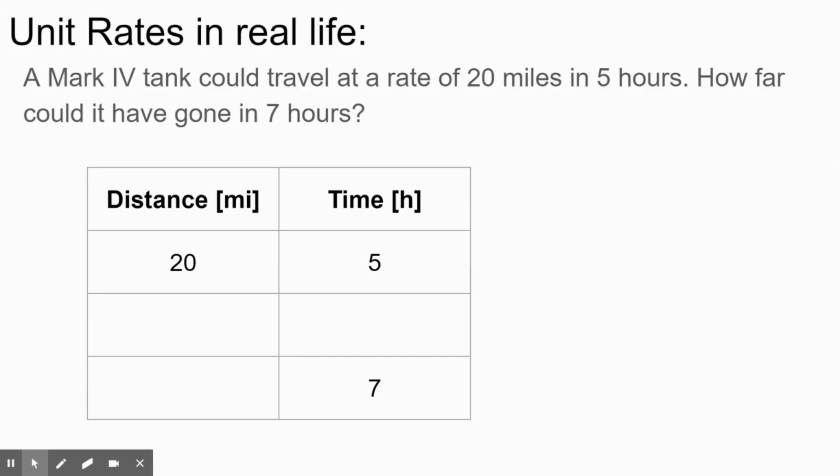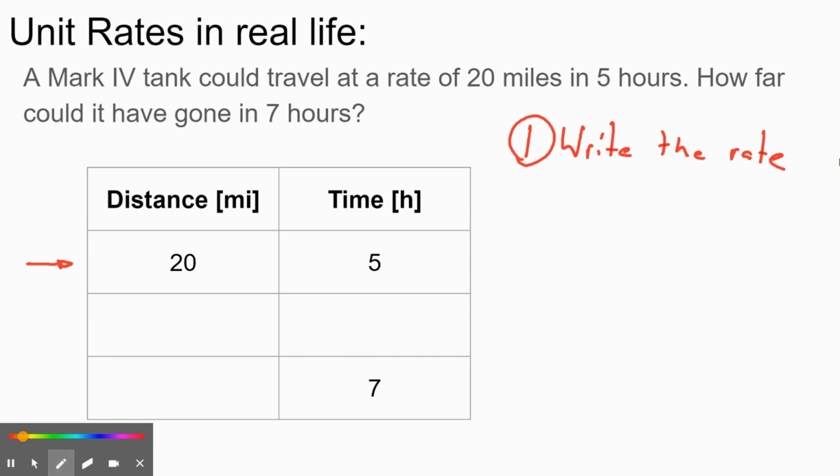Anyway, the tank could travel at a rate of 20 miles in 5 hours. We want to figure out how far it could have gone in 7 hours. So, the first thing that we're going to need to do is make a table, which we have here. I've already listed our initial rate, which was 20 miles in 5 hours. And next, we just need to think about what we need to do. So step one would be to write the rate. We've already done that. It's right here. It's 20 to 5.